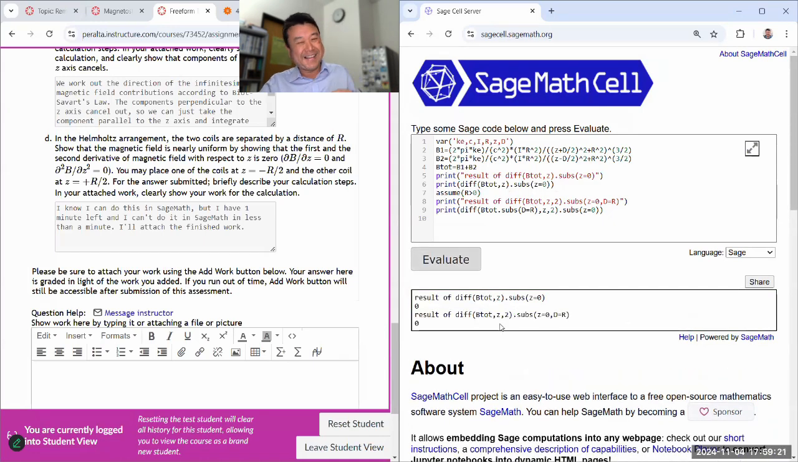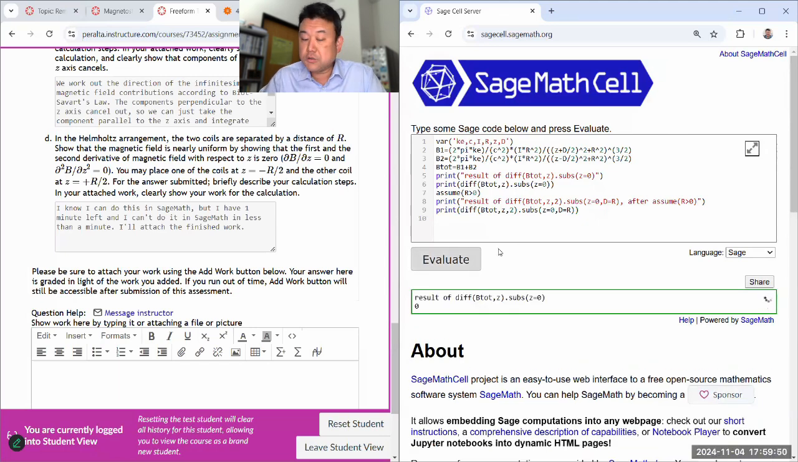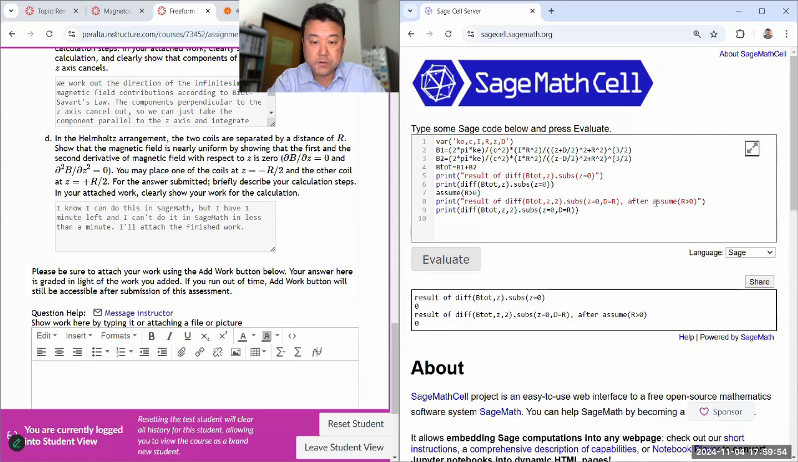Yeah, good. It wasn't doing some of the simplifications it could, because if R is complex, then this substitution would have been. Yeah, so actually, I don't think I need to do this substitution here. I can do this out here. So after assume R greater than 0. Yeah, good.